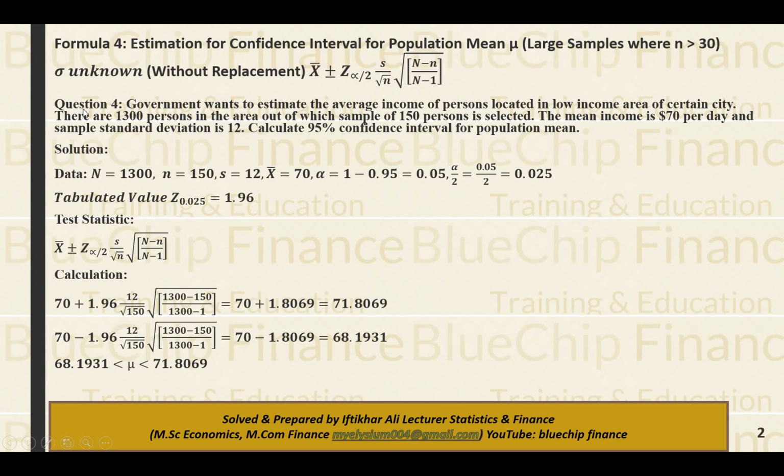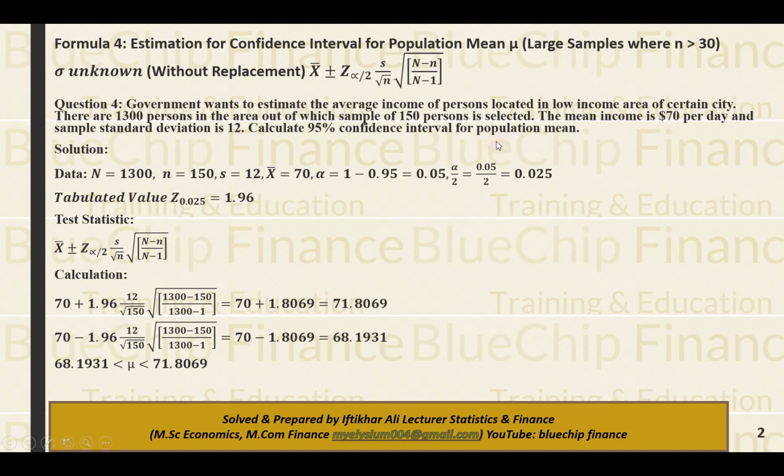So here we are going to take one example to understand this. Government wants to estimate the average income of persons located in a low income area of a certain city. There are 1300 persons in the area out of which a sample of 150 persons is selected. So 1300 is your population, uppercase N will be 1300 and sample size is 150, so lowercase n is 150. The mean income is $70, so x bar will be 70 and sample standard deviation is 12, so s will be 12. Calculate 95% confidence interval for population mean.